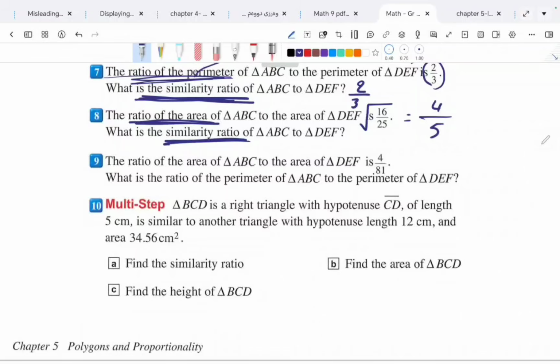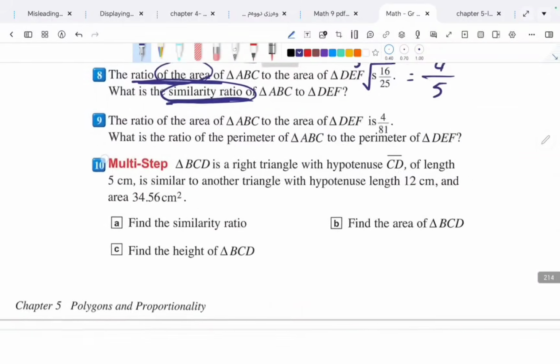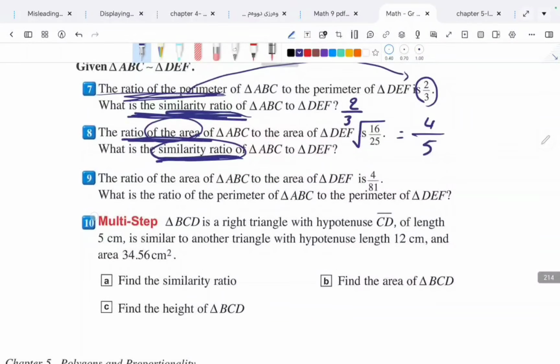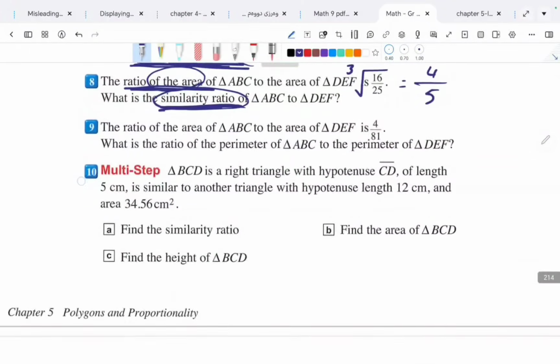Okay, pay attention. If you have area and you want to change to similarity ratio, you have to take a square root. But if there is perimeter and you want to change to similarity ratio, it's still the same. We have 3 vocabularies: similarity ratio, ratio of their perimeter, and ratio of their area.